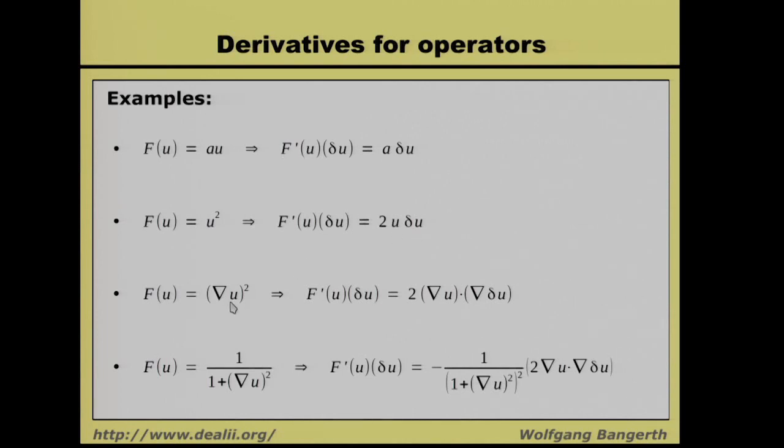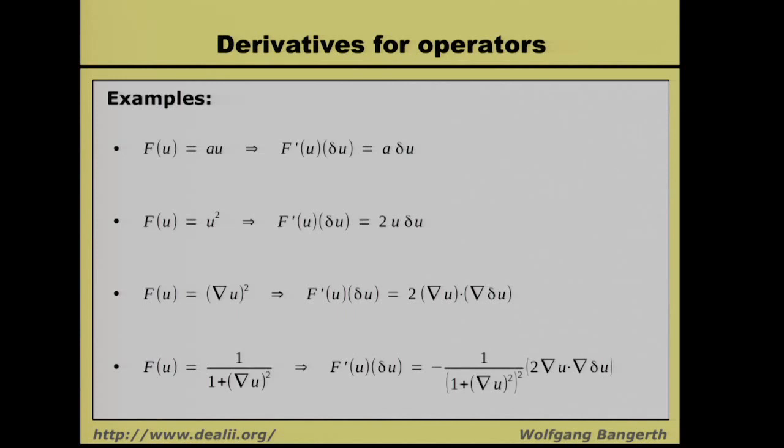Same thing if I have, let's say, gradient u squared. The outer derivative is 2 times gradient u. Then I have to take the inner derivative, so d gradient u over du in direction delta u, and that gives me gradient of delta u. Okay, and I can make this arbitrarily complicated. So if I have 1 divided by 1 plus the square root of u squared, the outer derivative is 1 divided by 1 plus gradient u squared squared. And the inner derivative is the derivative of 1 plus grad u squared. That is, of course, 2 times grad u times the inner derivative of this, which is grad delta u. So you can really go through the motions.